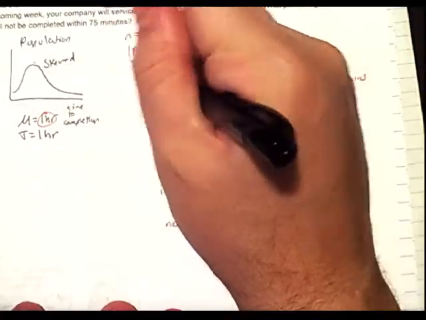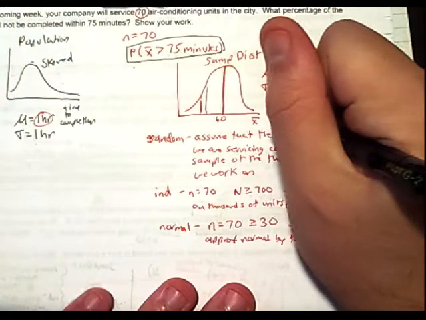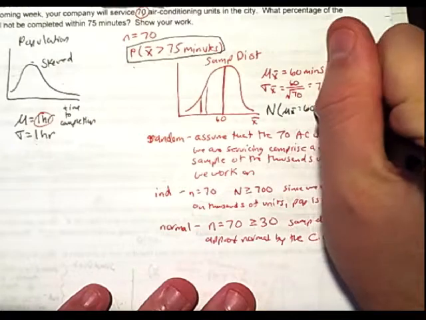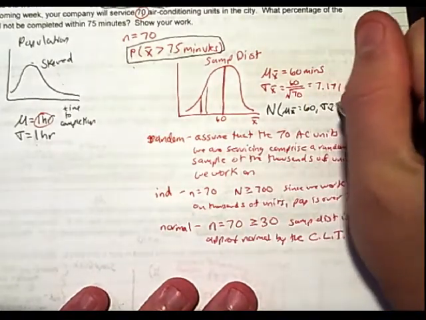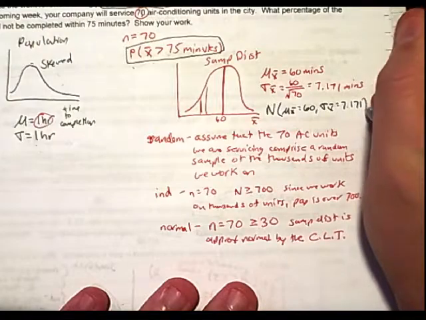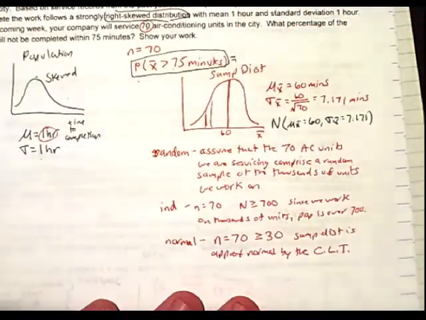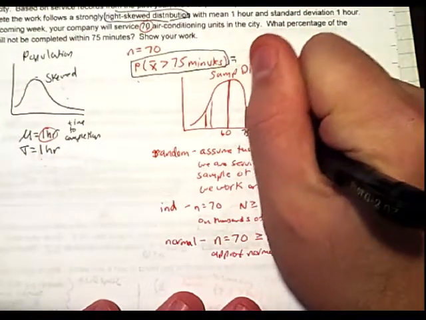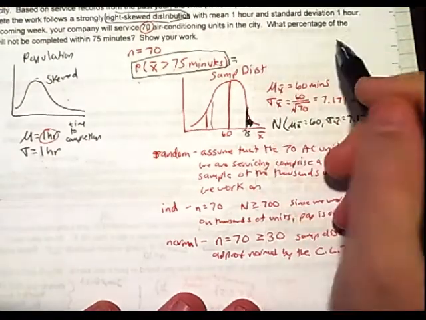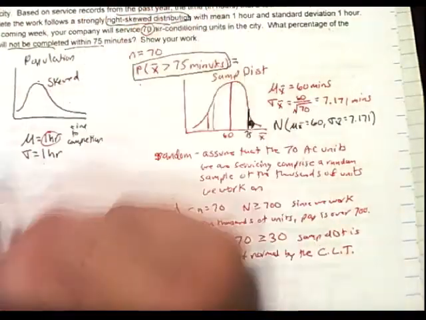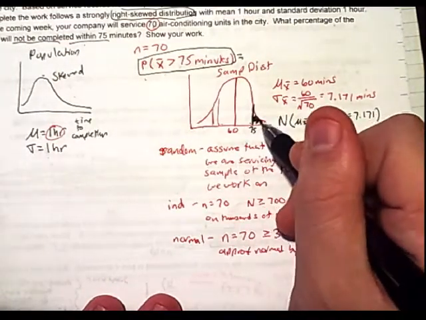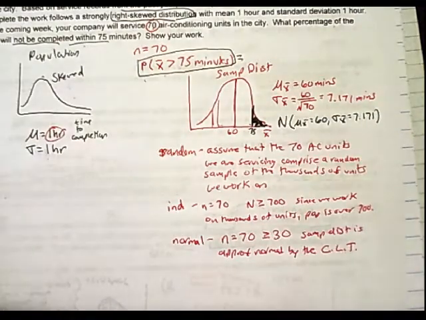And what am I really looking for? I'm looking for this. So this sampling distribution is a normal curve with a mean of 60 and a standard error of 7.171. We can use normalcdf to figure out what that is. 75, probably about right there. And I want to figure out what percentage of jobs will not be completed within 75 minutes. So if we get it done in 75 minutes, we're good. If it takes longer, we're bad. That's what they're asking for, that area.